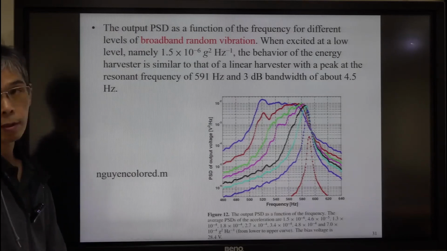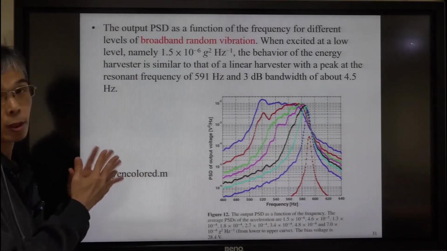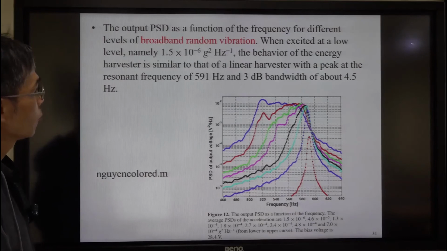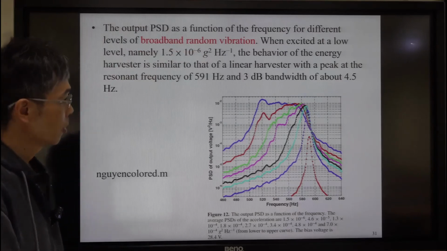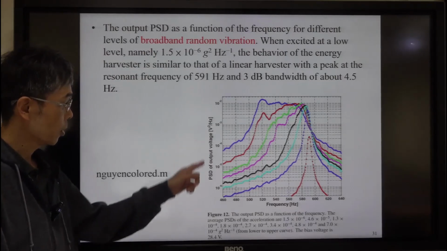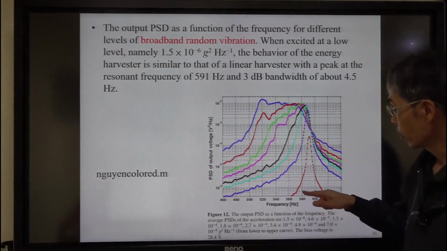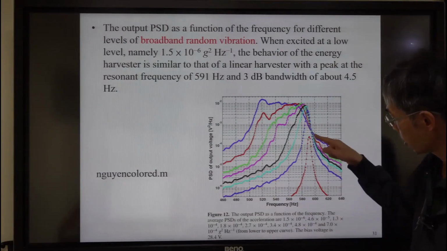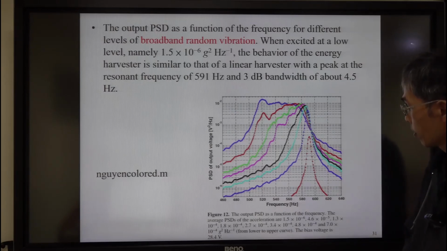Then, using the white vibration signal, where white vibration means the frequency components are across the spectrum, we have some levels of low level broadband random vibrations. We can use our model to calculate the frequency response of the device. At no input level, the system behaves like a linear case, and the resonant frequency is near 590 hertz.